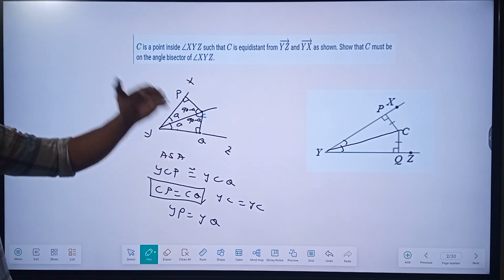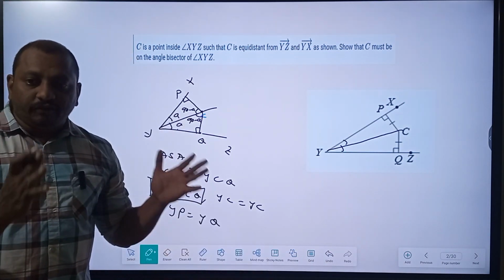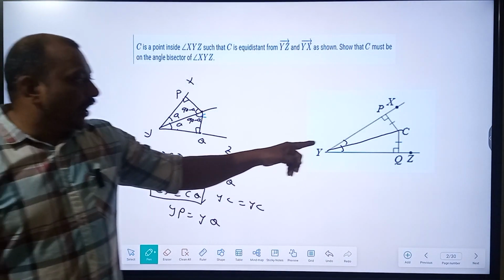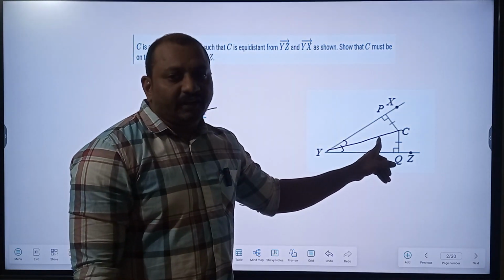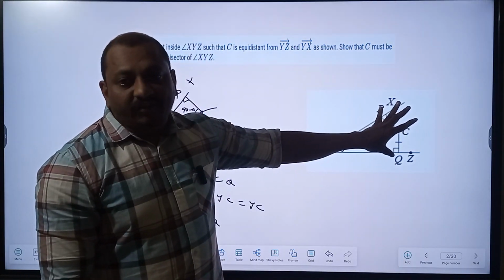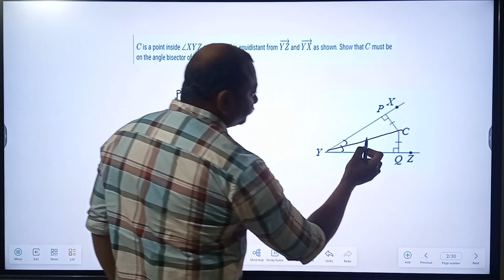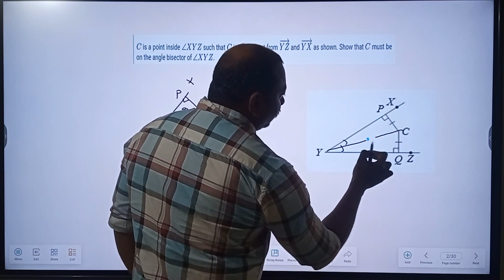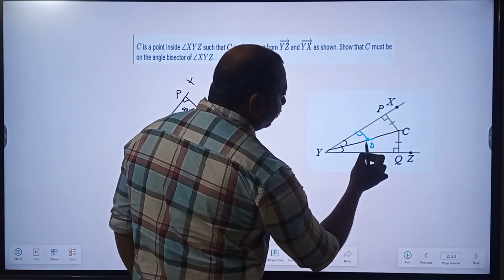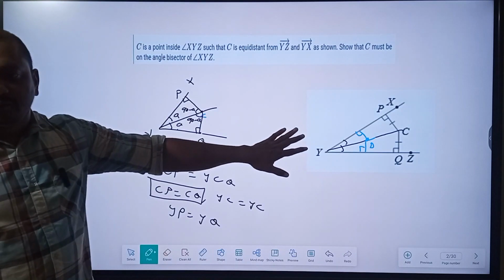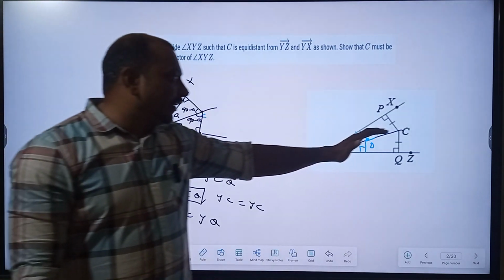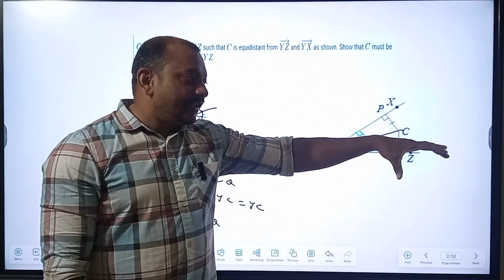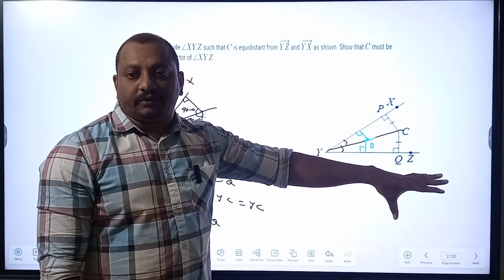Every point on the perpendicular bisector is equidistant from the points A and B. Already we have seen it in the previous question. And every point on this angle bisector is equidistant from the sides of that angle. Here also we can consider some D. This is also equidistant from the sides of that angle. All points on the angle bisector are equidistant from the sides of that angle. All the points on the perpendicular bisector are equidistant from the endpoints of the line segment.